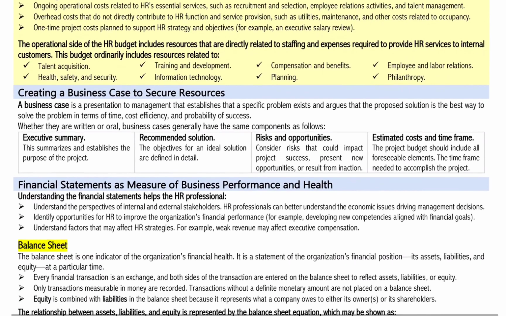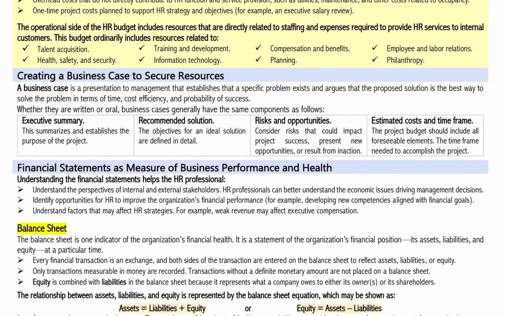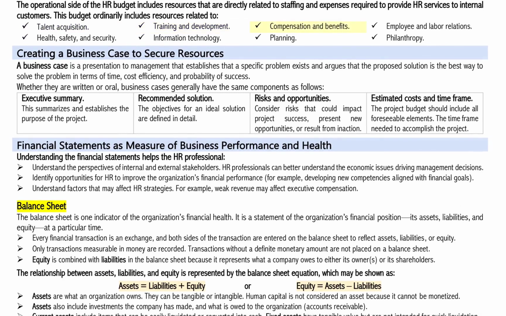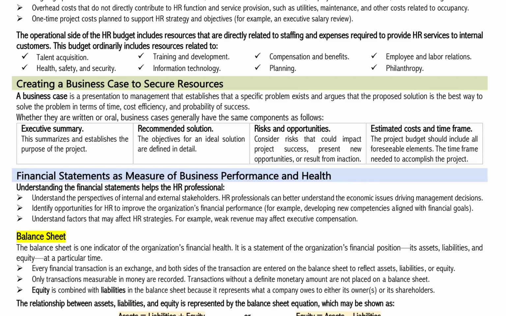The operational side of the HR budget includes resources that are directly related to staffing and expenses required to provide HR services to internal customers. This budget ordinarily includes resources related to talent acquisition, training and development, compensation and benefits, employee and labor relations, health, safety, and security, information technology, planning, and philanthropy.